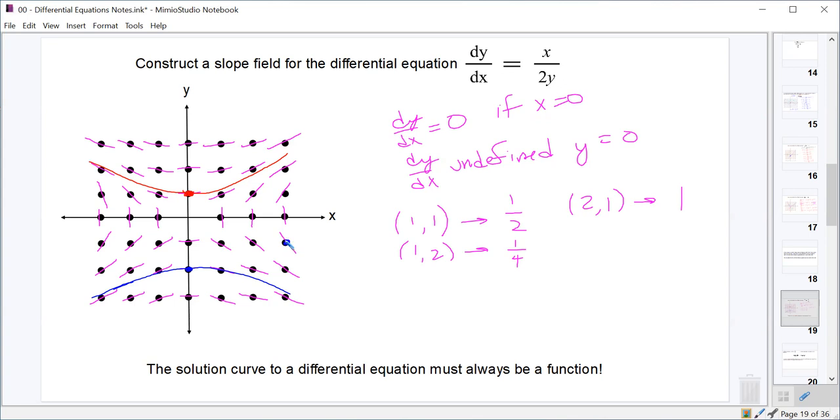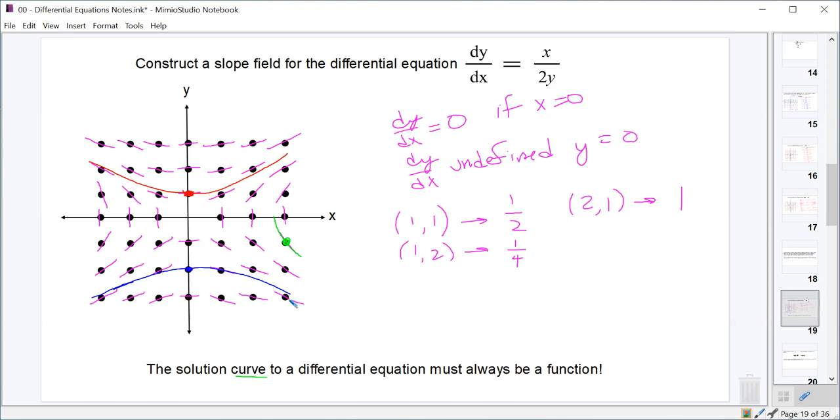So if I asked you, actually, let's use a different color for that. If I asked you to, let's say, find the solution to this point, it'd kind of curve out and up to here. But what I'm not going to do is curve it back around, because anytime we look at a solution to a differential equation, the solution curve is always going to have to be a function. And if I curve that, I don't pass the vertical line test. So we're just going to stop it right there where it becomes vertical.